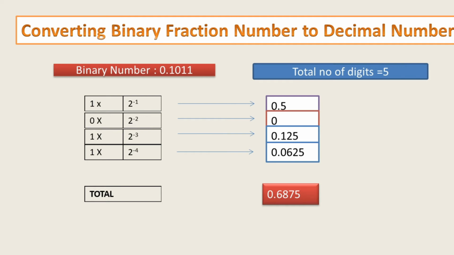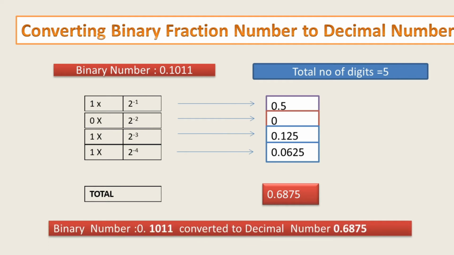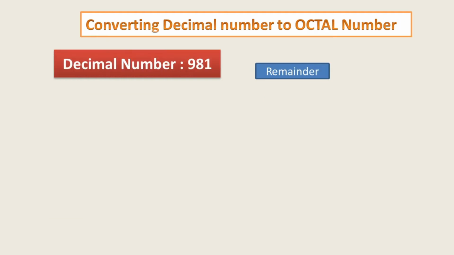We add all these numbers and the final result is 0.6875. So the binary number 0.1011 is converted to the decimal number 0.6875. Now I will try to convert a decimal number to an octal number.